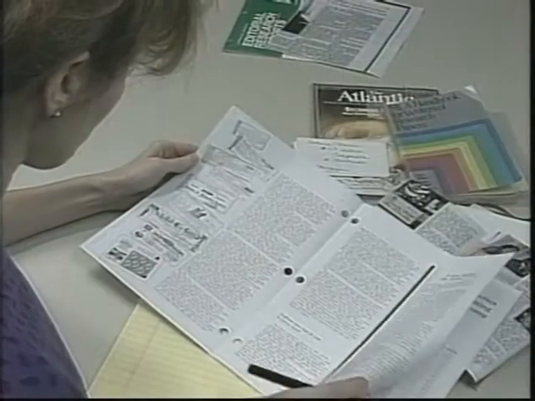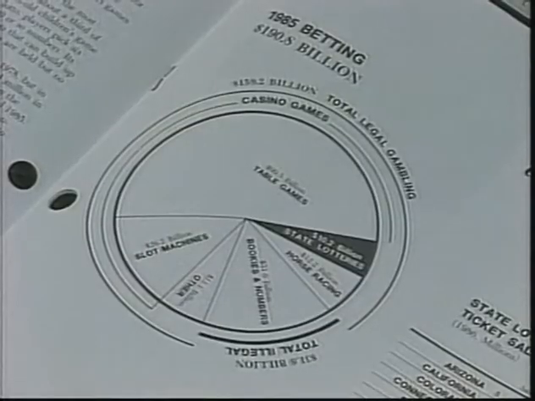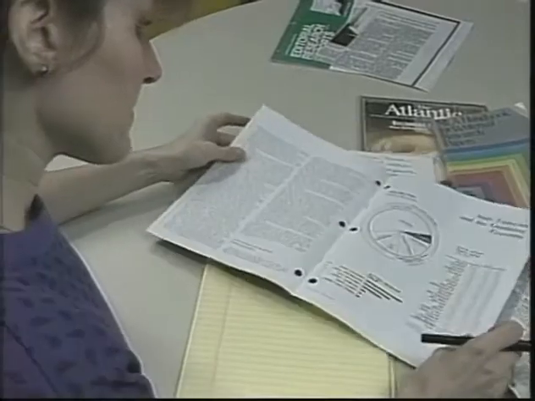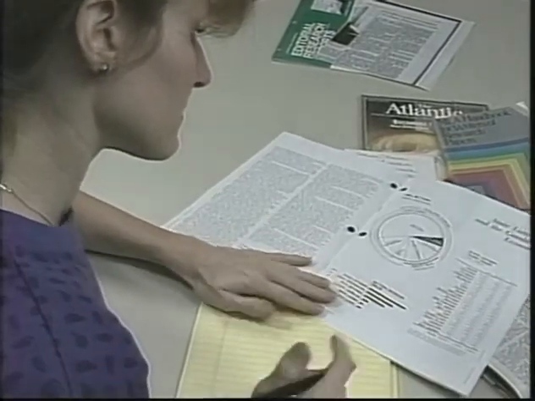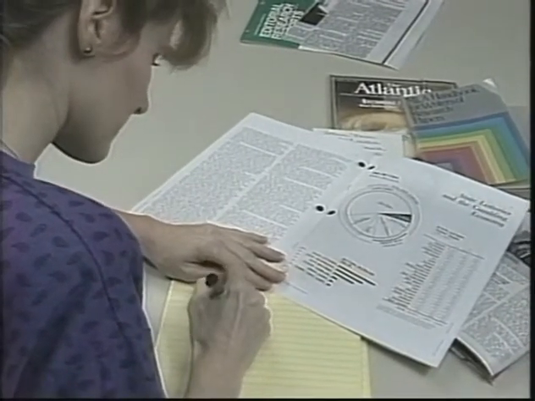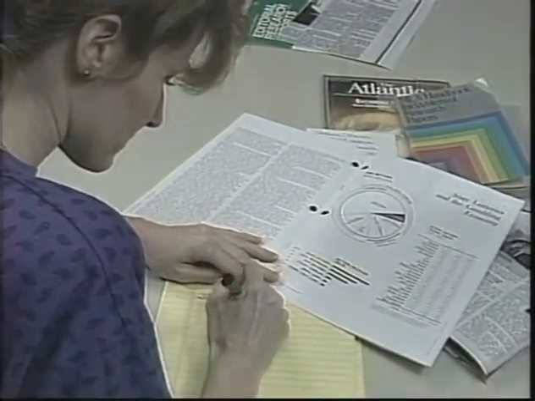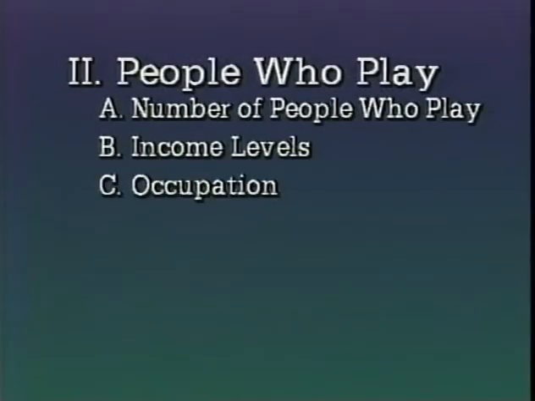Let's say you also find an article with statistics on the numbers of people who play the lottery, broken down by income level and occupation. This information provides evidence that a number of people from different income levels play the lottery and will help you back up your other references. This fits under the heading of people who play the lottery.